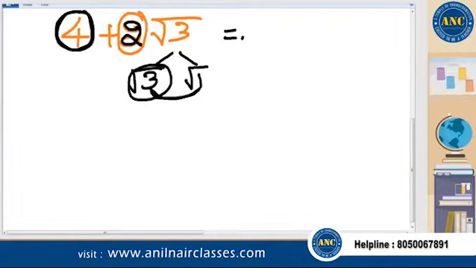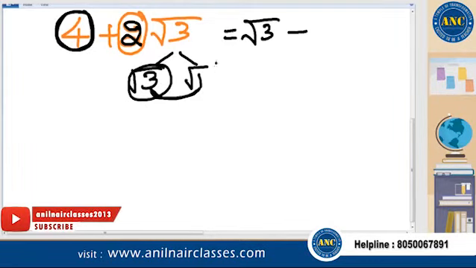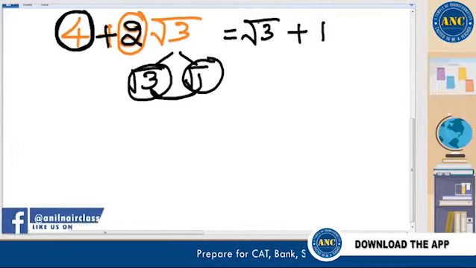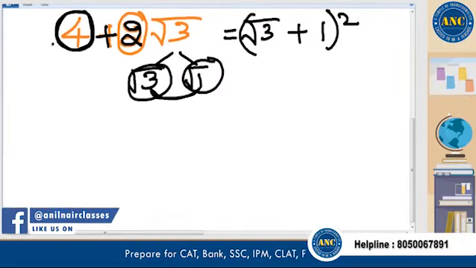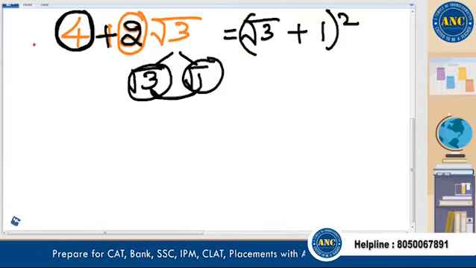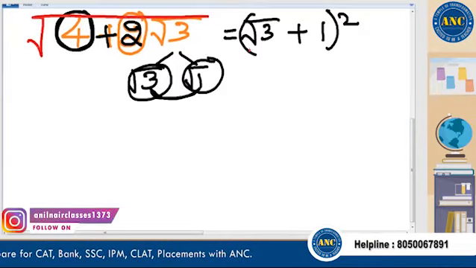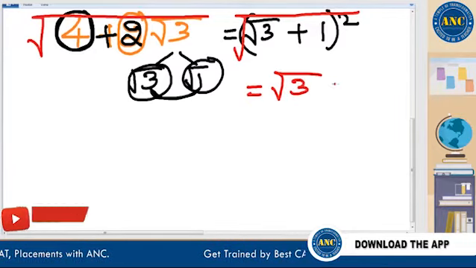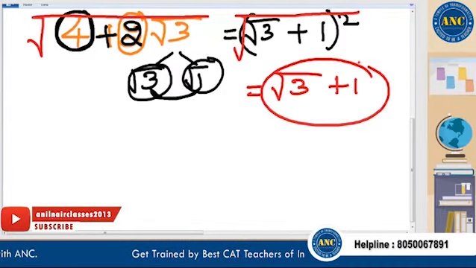Write down this first term, root 3. Write down this second term, 1. If it is plus in between, write down plus and then square it. But I want to find the square root of this value. Square root of (root 3 plus 1) whole square: square root and square will get cancelled. Answer will be root 3 plus 1.